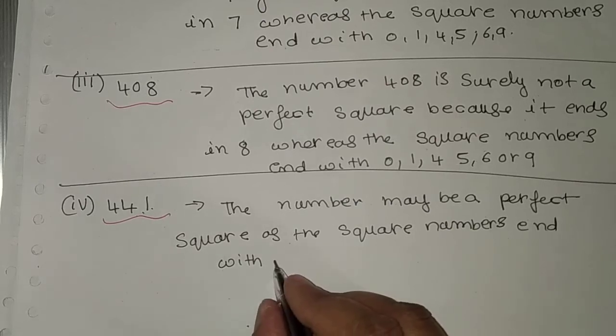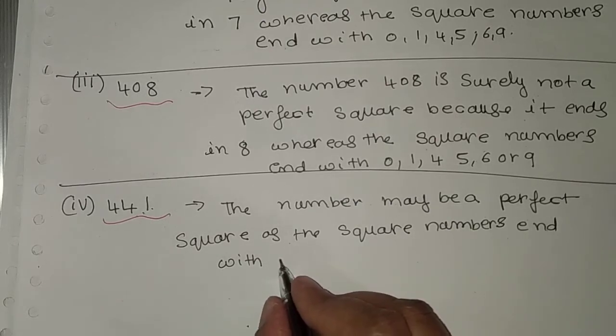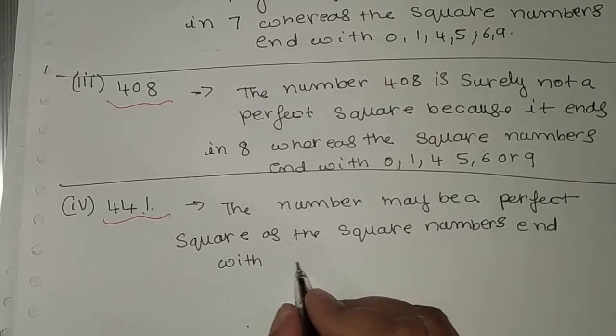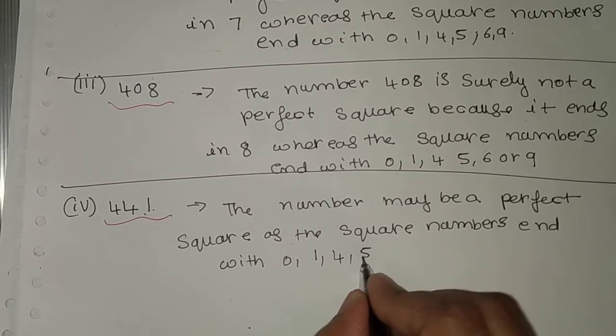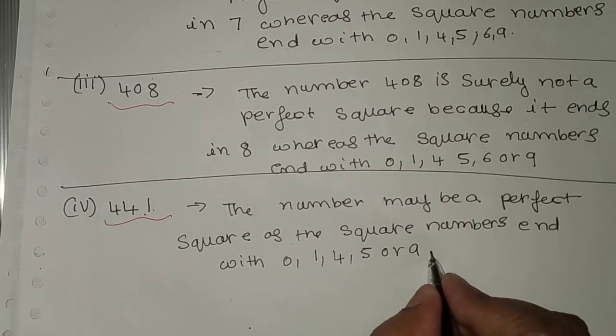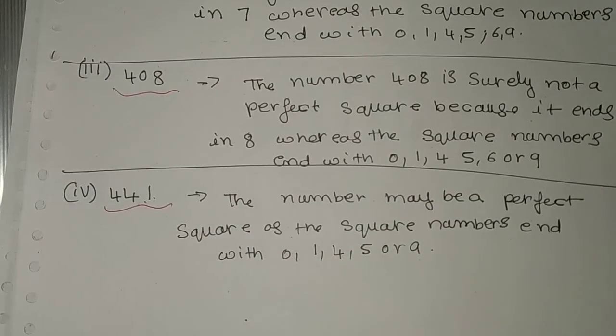22 into 22 will get no. This is not perfect. That's why you can just write maybe, because same thing, the numbers end with 1, 4, 5 or 9. So this is the solution for this one. That is question 2. We move on to the next one.